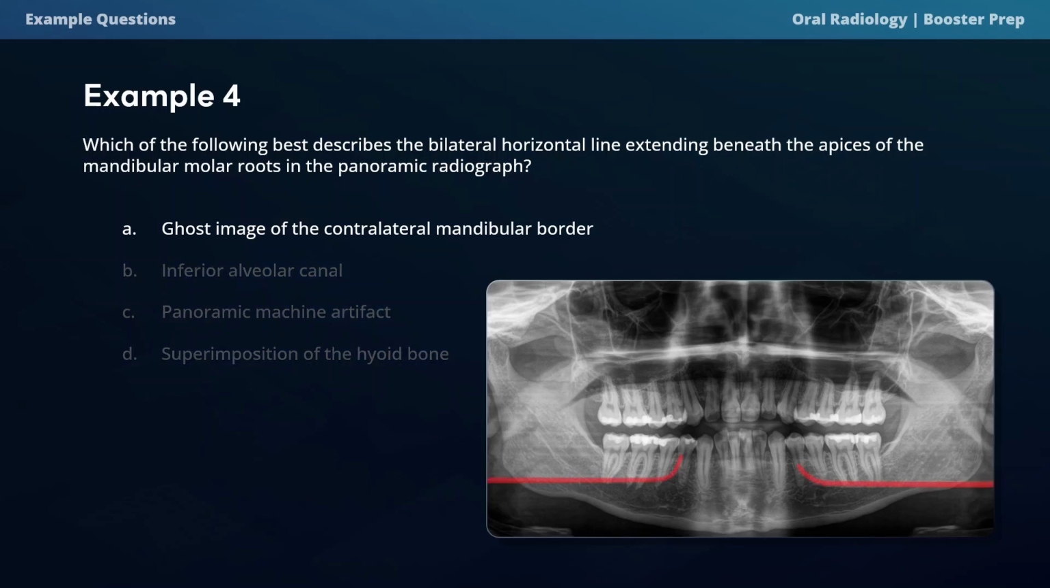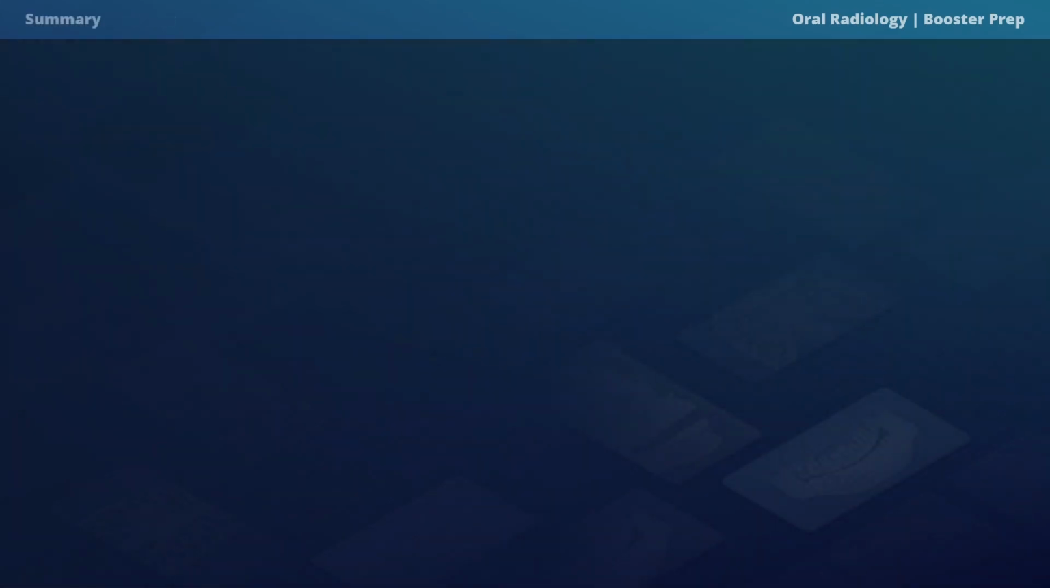And this happens because panoramic imaging picks up the structures outside of the focus area and overlaps them onto the image. And it can show up as a faint horizontal line underneath the mandibular molars, and it can sometimes be mistaken for a fracture or any other issue. So be careful not to confuse it with the inferior alveolar canal, which appears as a well-defined dark band, or with a machine artifact, which usually shows up as a more consistent straight line on the image.